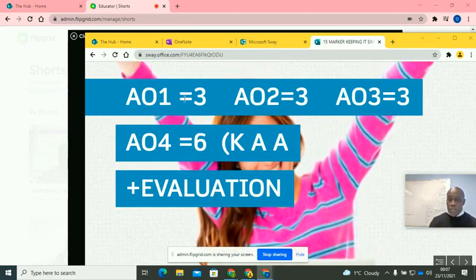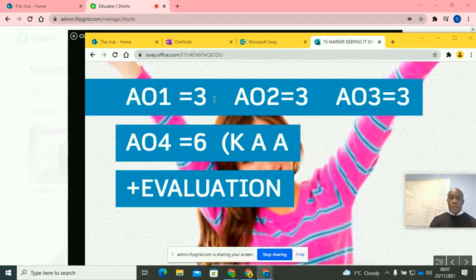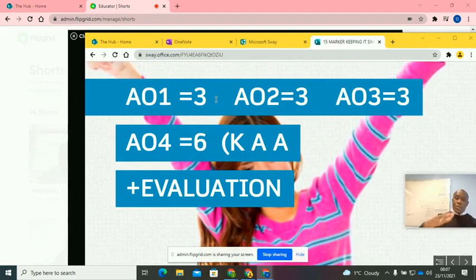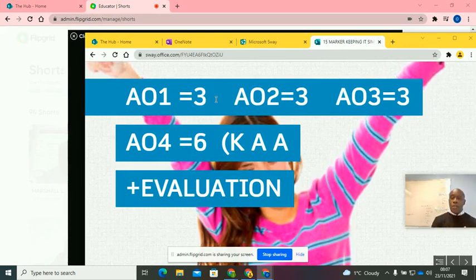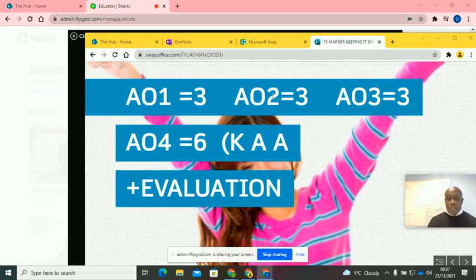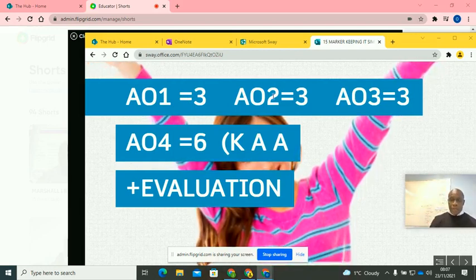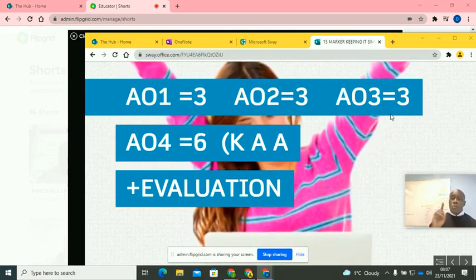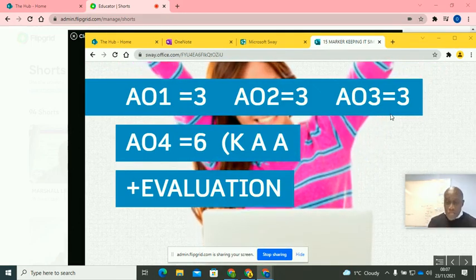AO1 is the knowledge, which should be throughout your essay, though you show it at the first part. In the first part, you want to get your knowledge marks straight away. The application should be throughout your essay. For your analysis, I would suggest that for a 15 marker, you do 1 point. That's what I would suggest.